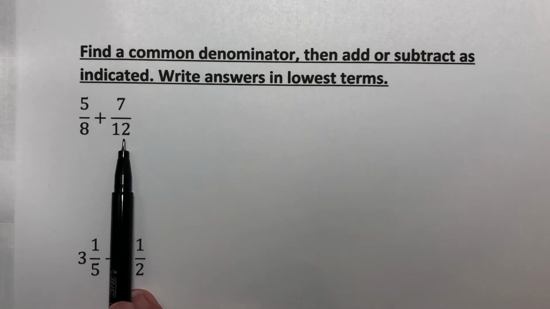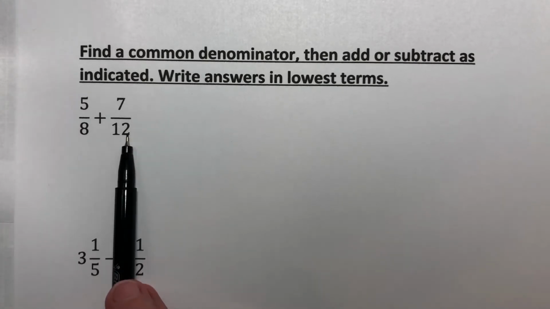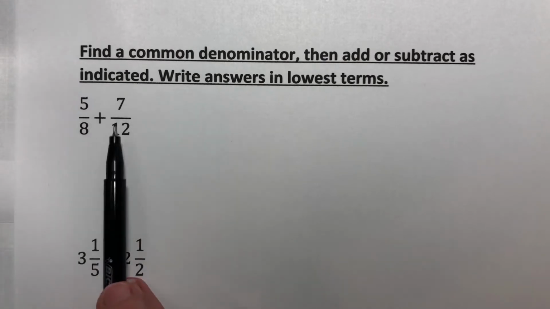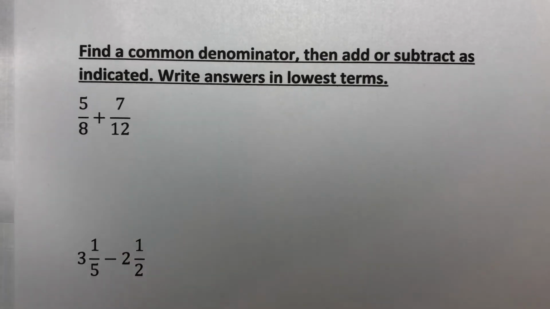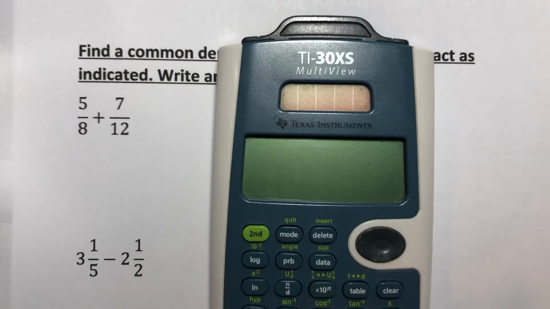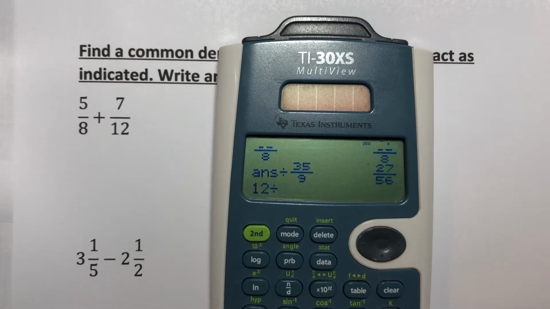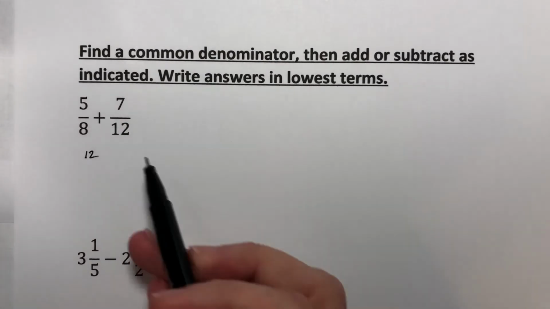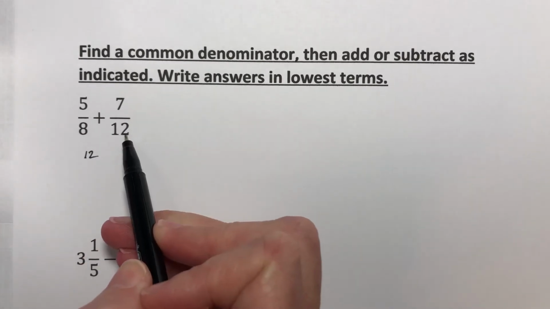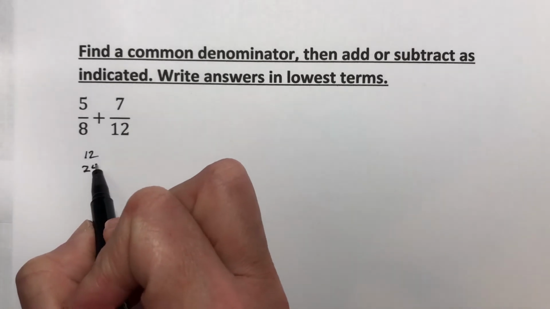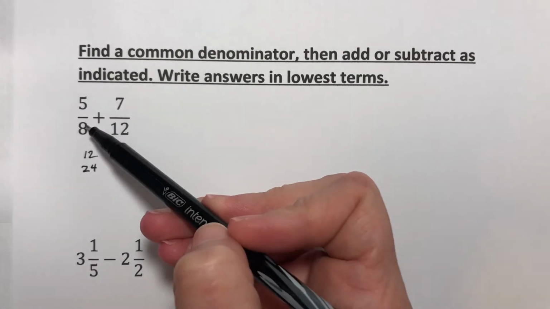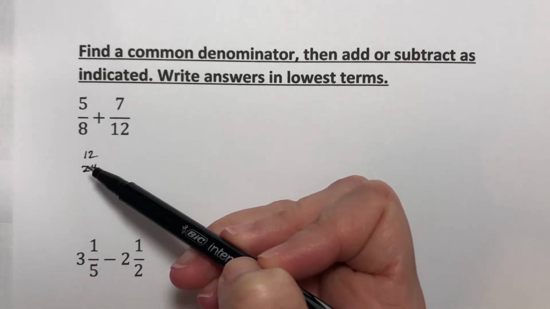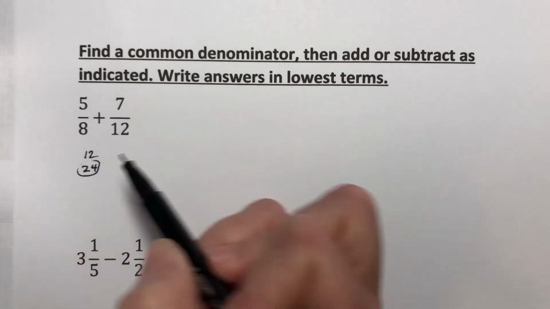So what you want to do is start off with your larger denominator, which is 12, okay? And then ask yourself, does 8 divide evenly into 12? If you're not sure, use your calculator. 12 divided by 8, if I get an ugly decimal, it doesn't divide in evenly. It doesn't work. Okay, so I tried 12. The next thing you want to do is multiply it by 2, which will give me 24. And then repeat the process. Does 8 divide evenly into 24? And it does. So 24 is my LCD.